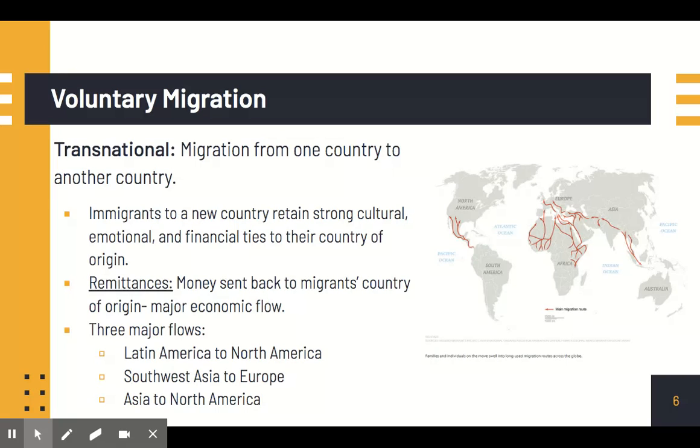We see that a lot in Latin America and North America. So major flows of remittances go from North America to Latin America, from Southwest Asia to Europe, and from Asia to North America. Some other examples.